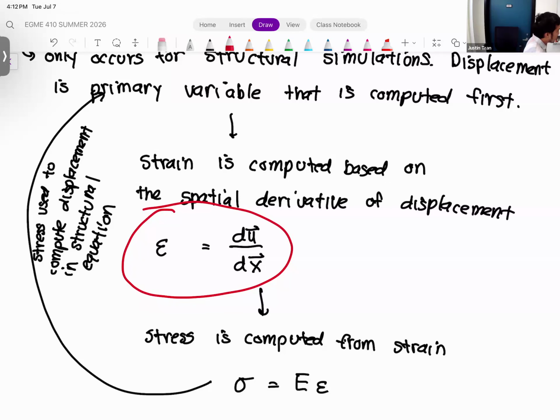Okay, so the strain, we know that the strain is the derivative of the displacement, right? Now, what do we know about the displacement from finite elements? When we're doing finite elements, we are assuming a form of the primary variable. So even before we start running a structural simulation, we've already assumed that our displacement is going to have a certain functional form.